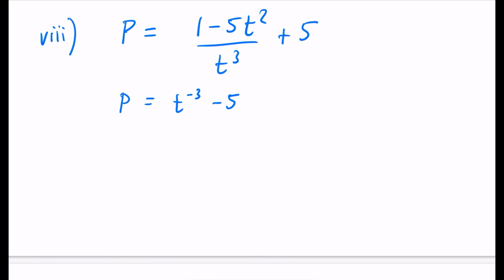And then there's going to be a minus 5. I have a t squared and a t to the 3. That'll be t to the power of minus 1. And I still have that plus 5 like this.